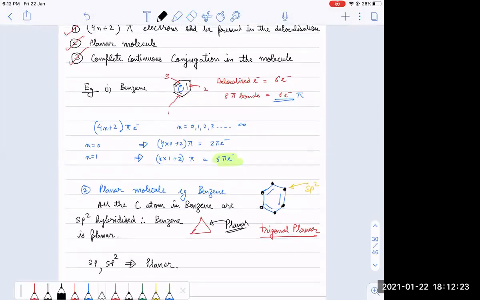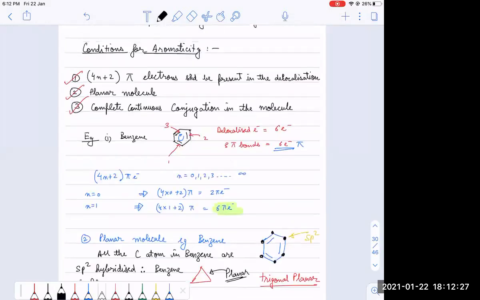So these are the three very famous conditions for aromaticity. What do we mean by that? If any of the conditions is not being met, the compound will not be aromatic.